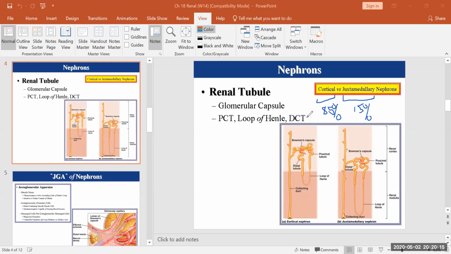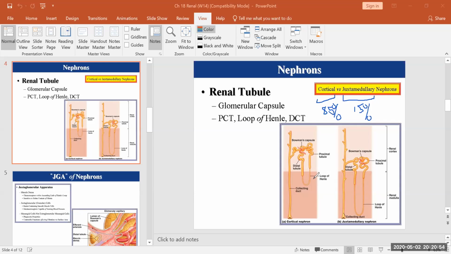In terms of structure, the cortical nephrons have a shorter loop of Henle. You can see here, this is the shorter loop of Henle. The juxtamedullary nephron has a longer loop of Henle, and some of them actually have the same length as the entire height of the renal medulla, the deeper region within the kidney. So this loop is extremely long.